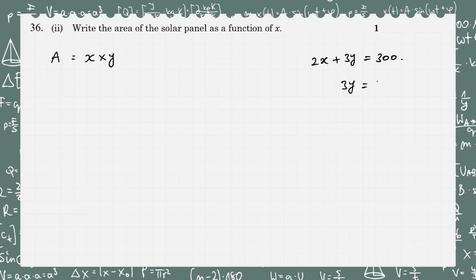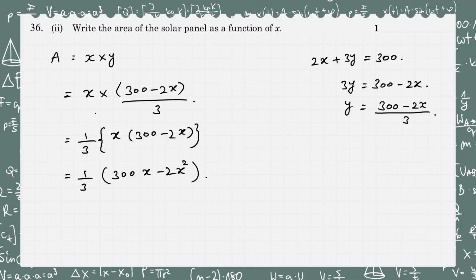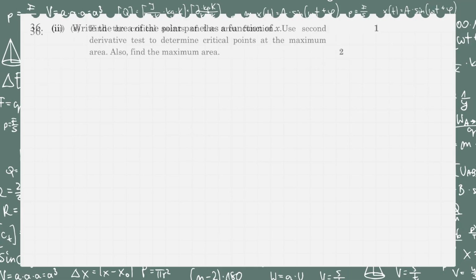So 3y will be equal to 300 minus 2x. So y will be (300 minus 2x) divided by 3. That value of y we will use here. So this is x into (300 minus 2x) divided by 3. That is 1 by 3 times x into (300 minus 2x). That can be written as 1 by 3 into (300x minus 2x square), applying the distributive property inside the brackets. So that's the final value for the area as a function of x. Let's move on to the next sum.